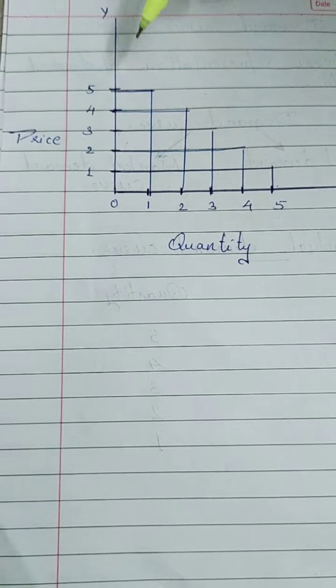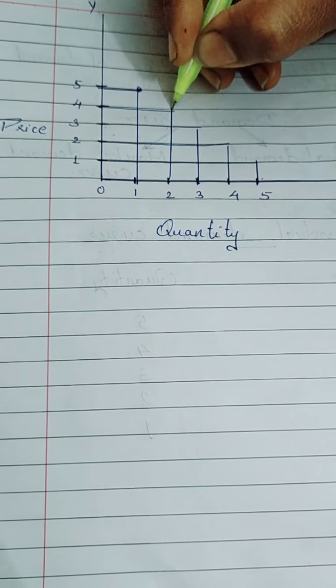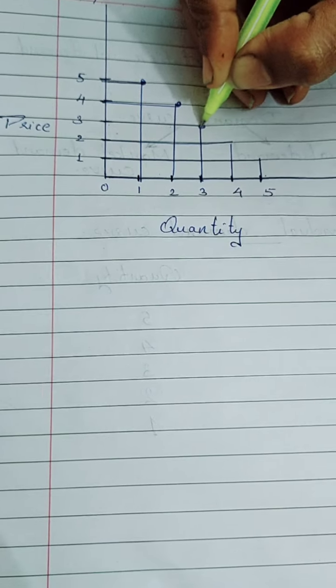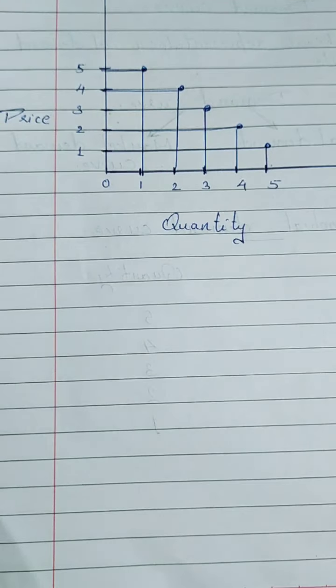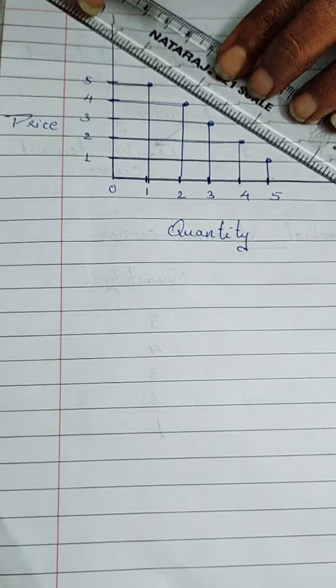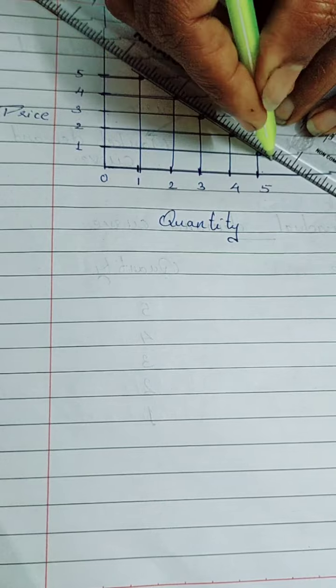So in that way you will be drawing with the help of that table, and this is how it will be completed. Now after this what you have to do is, see, these are the points from where you will be drawing the curve. So these were the points. Now you have to draw the curve, the demand curve. So you will just join all these points.